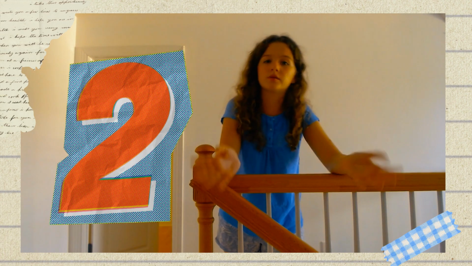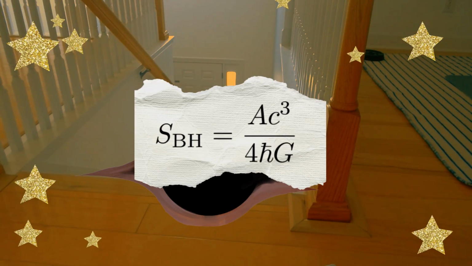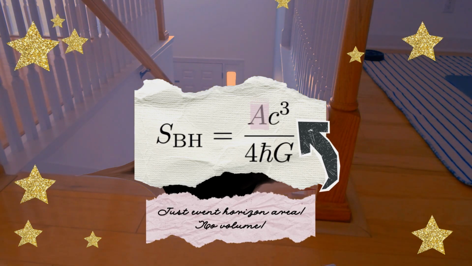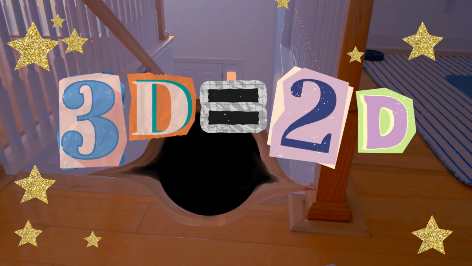Proof number 2 comes a little differently. Get sucked into a black hole. Well, where do the bits that make me up go? Given the entropy formula for a black hole doesn't actually mention volume, I would remain on the event horizon, meaning that a 3D volume like a black hole would actually just be represented in a 2D space.